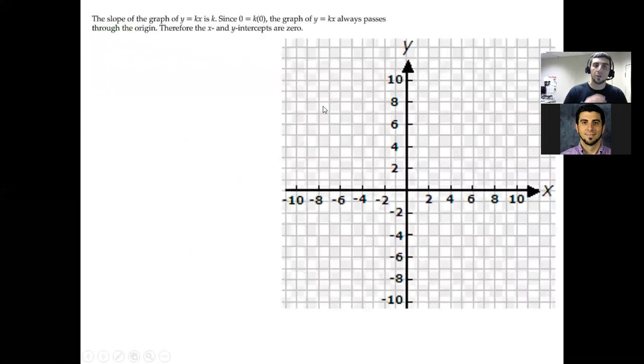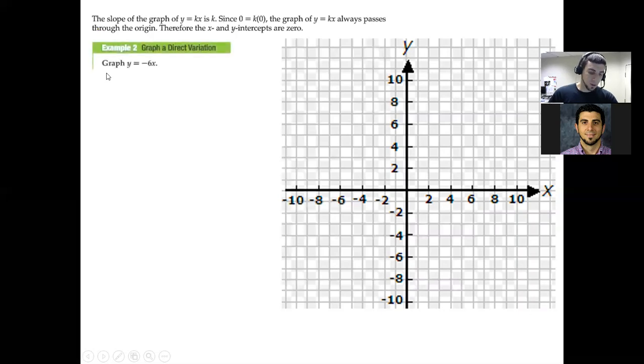All right, so the slope of the graph y equals kx is k. And since 0 equals k times 0, the graph of y equals kx always passes through the origin. Therefore, the x and y intercepts are always going to be 0 for the graph of a direct variation. Now, where we got this 0 equals k times 0 from is the fact that if we plug the coordinates of the origin in, you're always going to get 0 equals 0.